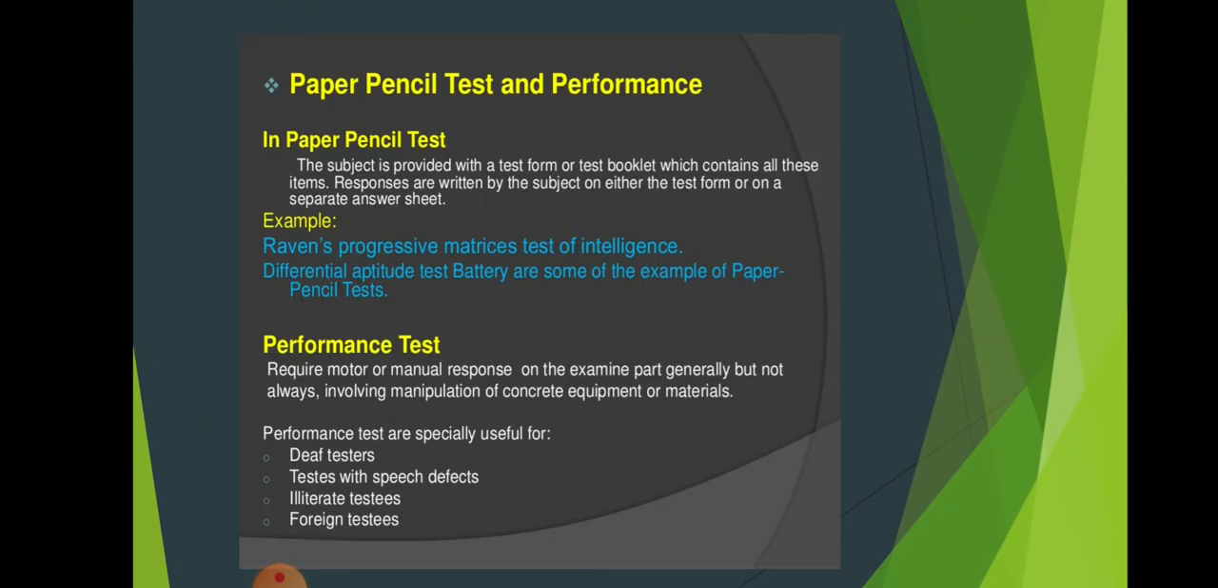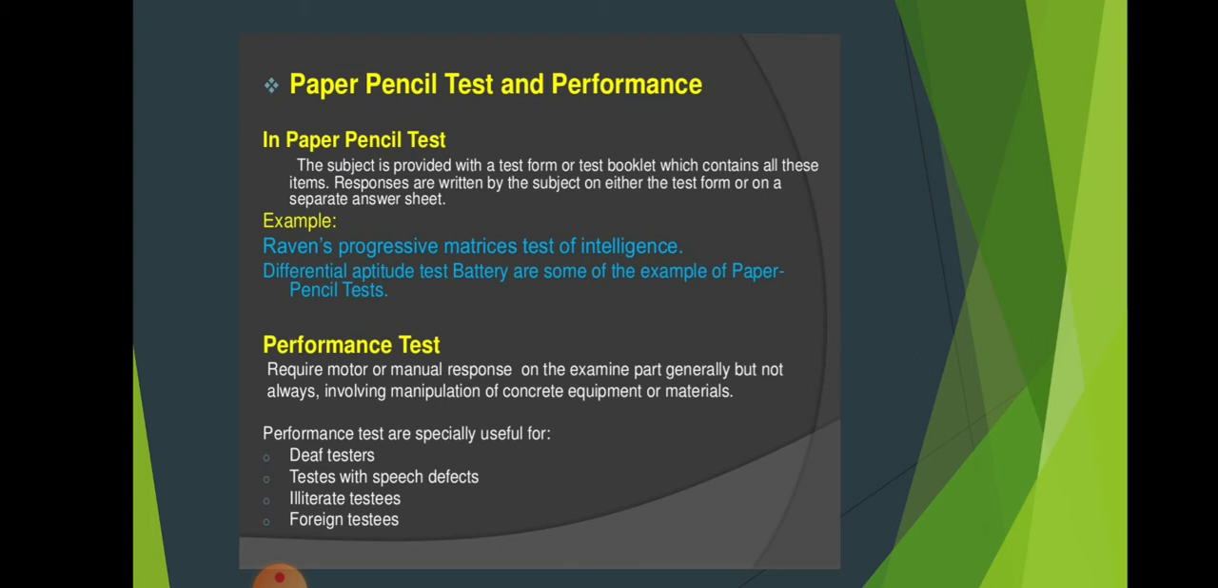Now we'll talk about paper pencil tests and performance tests. In a paper pencil test, the subject is provided with a test form or test booklet which contains all the items. Responses are written by the subject on either the test form or on a separate answer sheet. For example, Raven's Progressive Matrices, tests of intelligence, and differential aptitude test batteries are some examples of paper pencil tests. Now we'll talk about performance tests.